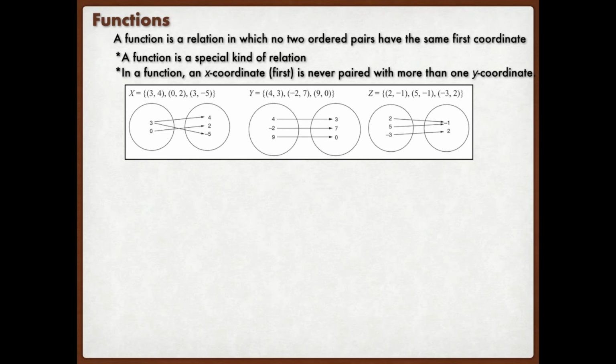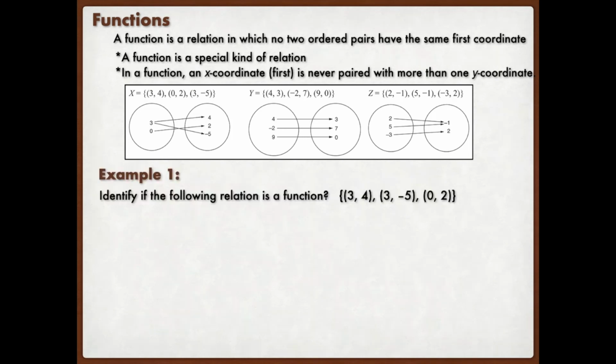But what we see here is that no x coordinate is paired up with more than one y coordinate. So in the x circle map, that 3 is paired up with more than one y coordinate. So 3 goes with 4 and 3 goes with -5. So that's not what we want. But it's okay if one x coordinate is paired up with the -1. The 5 is paired up with the -1. So it's okay if the y coordinate is used more than once because it's used with a different x coordinate.